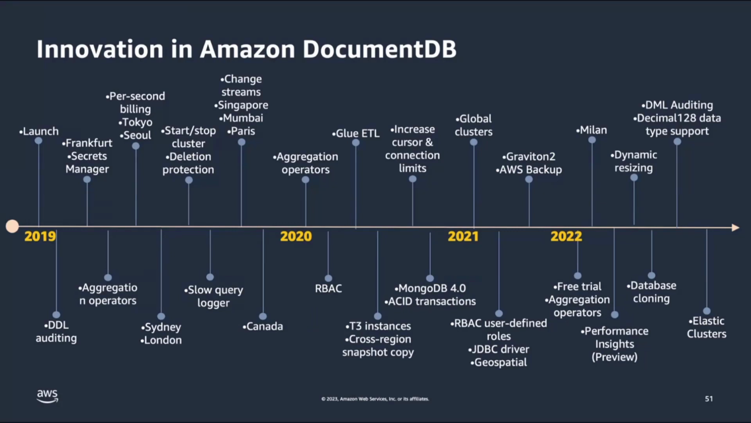We introduced performance insights that allows you to visualize database load with charts that allow you to easily drill into and see what's causing load on the database. We introduced DML auditing, which allows you to log any changes made to the data and take any action on that you may need to. And then lastly, at reInvent, we announced and released Elastic Clusters, which I want to dive into a little bit more.